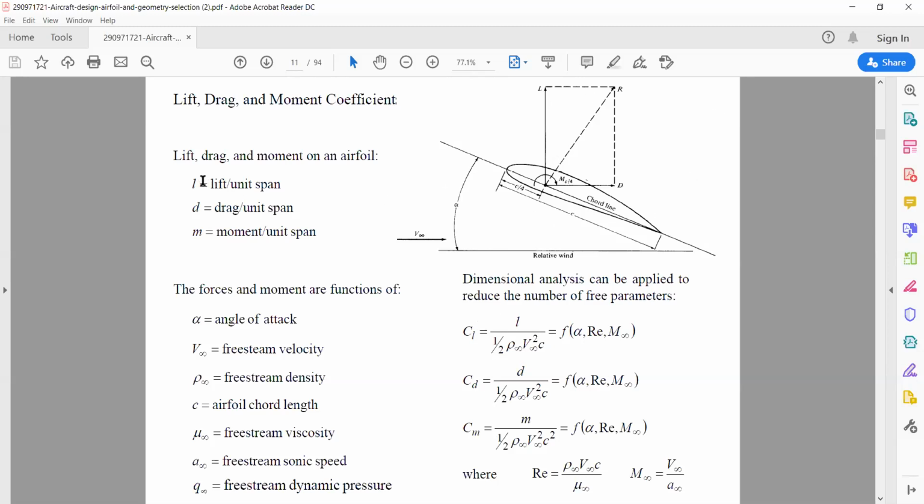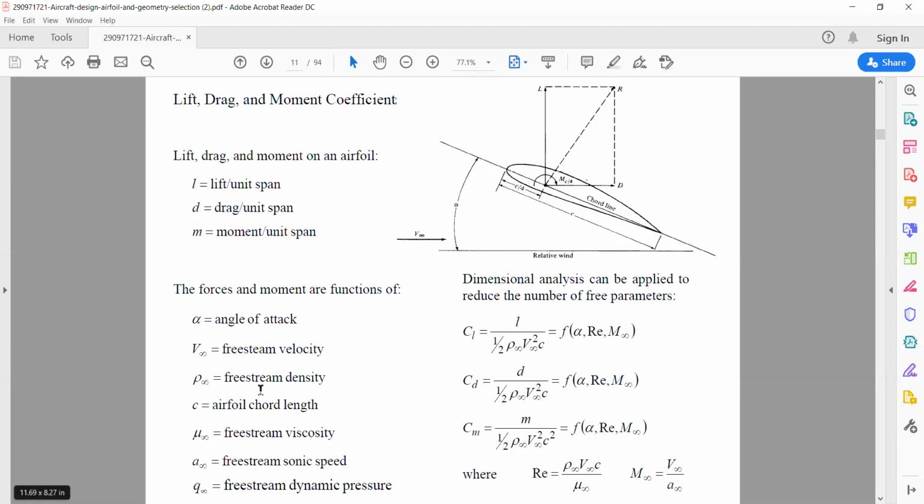Okay. Small l, small d, small m are called lift per unit span, drag per unit span, and moment per unit span. The forces and moments are functions of the angle of attack and the free stream velocity. V infinity represents the free stream velocity, and rho infinity represents the free stream density. C is the airfoil chord length. In a wing, we take this as surface area. Mu infinity is the free stream viscosity, A infinity is the free stream sonic speed, and Q infinity is the free stream dynamic pressure.